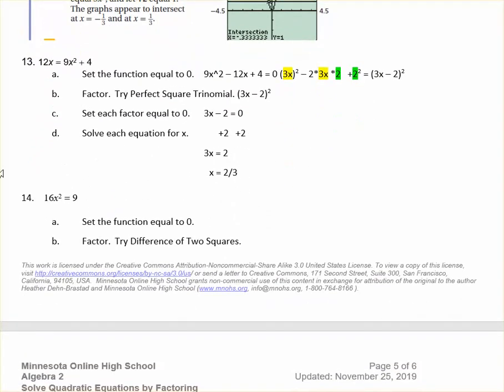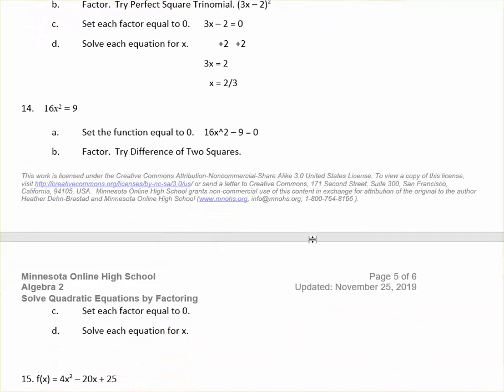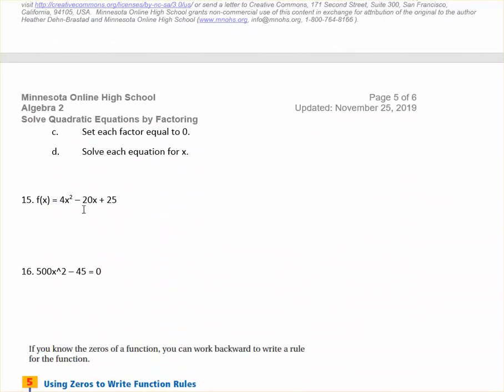And you will do the same thing for these other problems. So the first step on this one is to set it equal to 0. Let me just show you what that would look like. I would subtract 9 from each side, and I would have 16x squared minus 9 equals 0. And then you go ahead and factor. So this one says try difference of 2 squares. To set this one equal to 0 is easier because it's in function notation. You would just have to write equals 0 after it and drop the f of x.